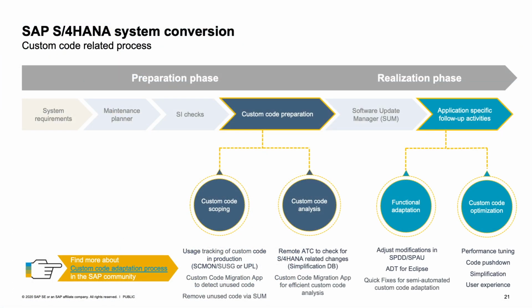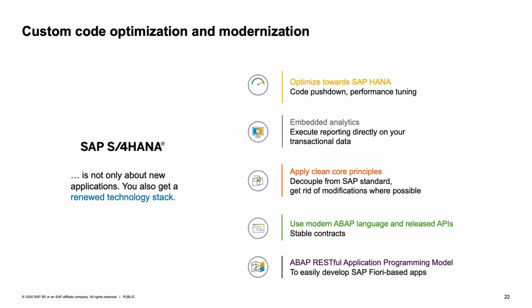After functional adaptation, you can do some kind of custom code optimization activities. Please consider with S4HANA, you don't only get the renewed application stack, you get also the renewed technology stack. And therefore, if you go to the SAP HANA database, we recommend to apply some code pushdown techniques or do performance tuning using SQL Monitor. Or we also recommend to apply some clean code principles and decouple your custom code from the SAP standard.